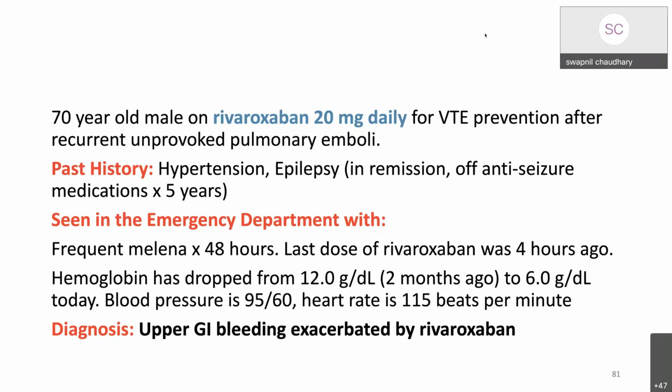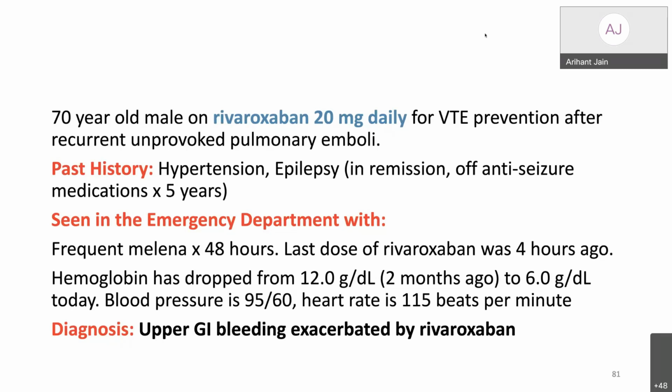Yeah, you give PCC, no? So obviously you will resuscitate the patient, you will give fluids, you will give blood products because hemoglobin has gone down from 12 to 6. You will give tranexamic acid, you will give PPI 6 hourly, and you will give adenosine alpha as well as PCC or APCC, whichever is available. And at the same time, you will also investigate for the source of bleeding.